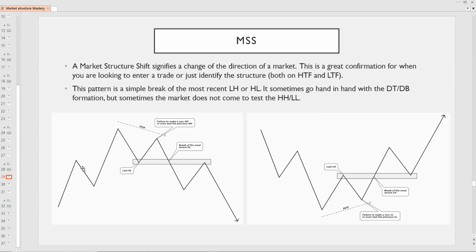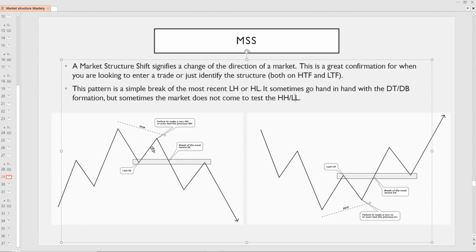So we have an uptrend. The market makes a higher high, it pulls back, this is a higher low. Can we take a long from here? Absolutely yes. But what the market does later, it tries to push, but it fails. It even fails to make a double top. And this is what I said right there. Sometimes the market does not come to test the higher high or lower low. This is your higher high, this is your lower low. So basically, it does not create a double top or a double bottom formation. And as you can see, there is a failure to make a new higher high or even test the previous higher high. And we have the shift, right?